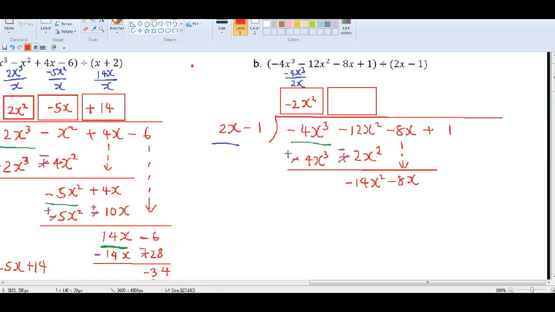So, second term. What's our leading term now? The leading term is here. That's the new leading term, minus 14x squared, divided by the leading term of the divisor, which is 2x. So that will give you minus 7x. Use that minus 7x to multiply this one.